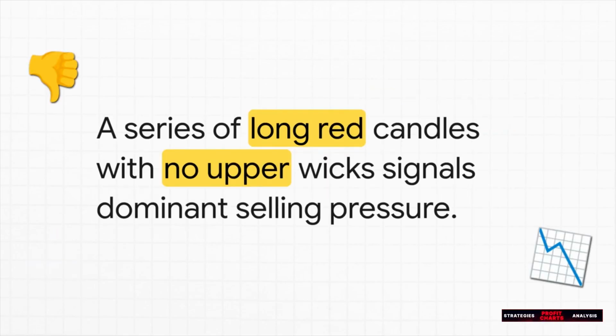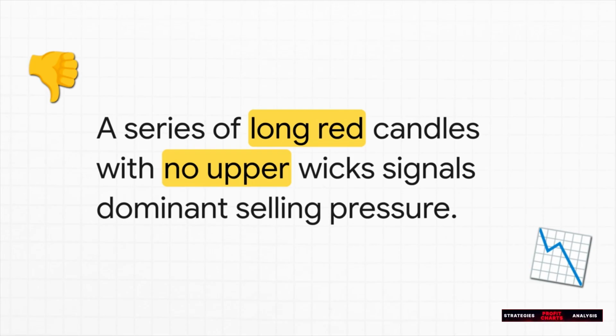And on the flip side, you've got your strong downtrend. It's the mirror image. You're looking for a chain of long, solid red candles. And, you guessed it, this time they have no upper wicks, no wicks on top. That's your signal that the sellers are running the show, and the price couldn't even poke its head up.